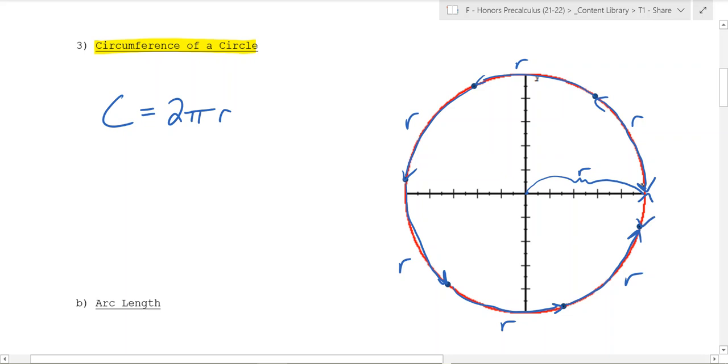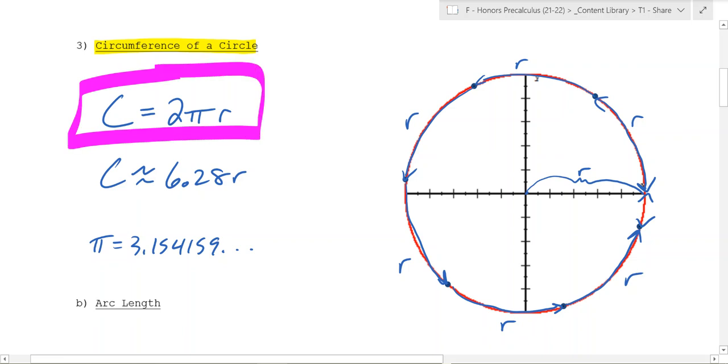And that's the definition. So that's about 6.28r. But as we know, pi is 3.14159. It goes on infinitely without pattern. So you can keep on going. But there are a little bit more than 6 radiuses all the way around. And this is the formula you absolutely need to know.